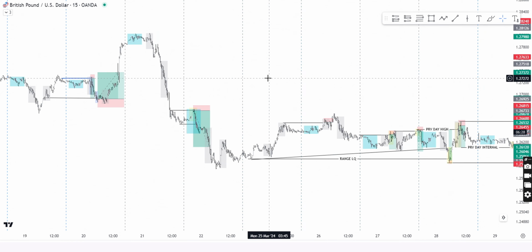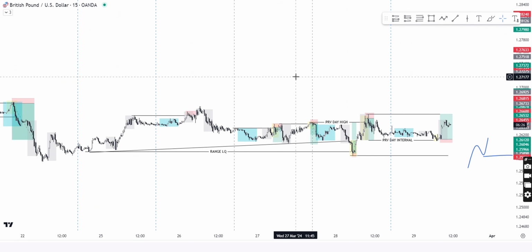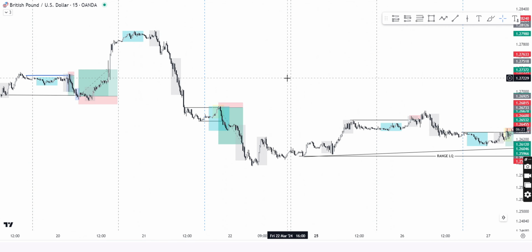If you mess up with the psychology, no strategy in the world can help you. The psychology is 90% of the trading, the 10% is the strategy.